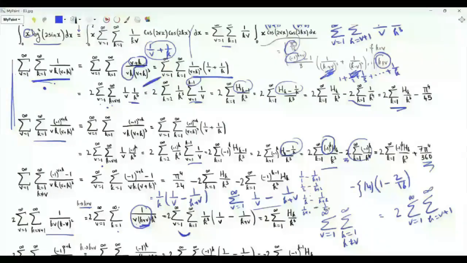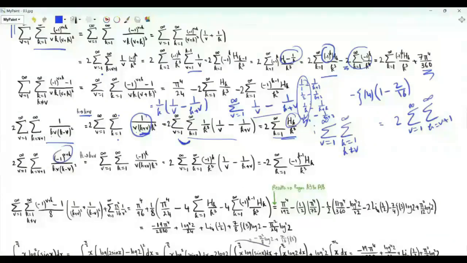Then we get 1 over k plus 1 minus 1 over k plus 2, and so on. We get cancellations. The remaining terms are Hk. So this double sum is twice this harmonic sum. When we do the same steps with this extra minus 1 to the v plus k, we get this result.